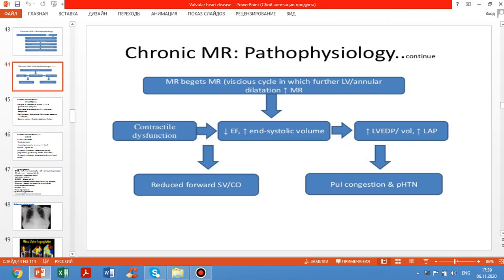there is development of low ejection fraction, high end-systolic volume, and contractility dysfunction, reducing forward stroke volume and cardiac output, increasing left ventricular end-diastolic volume and high left atrial pressure also. Reduced forward stroke volume and cardiac output, and pulmonary congestion and pulmonary hypertension are developing.